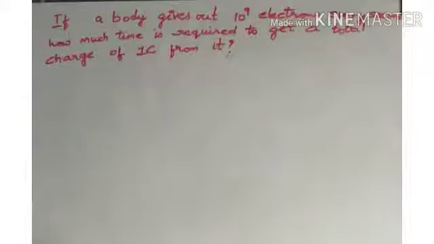Hello students. This is an interesting question. If a body gives out 10 to the power 9 electrons every second, how much time is required to get a total charge of 1 coulomb from it? This is the continuation of the previous video.